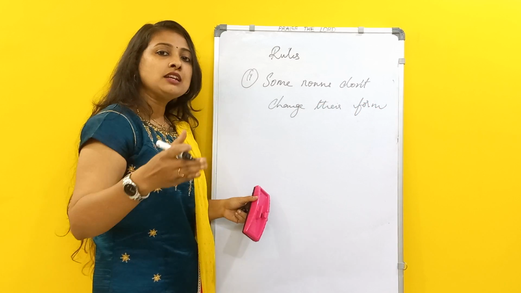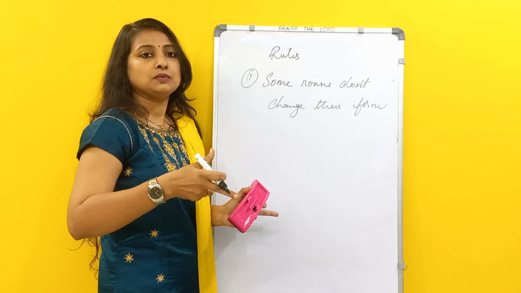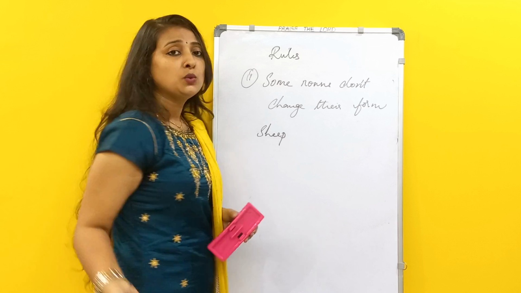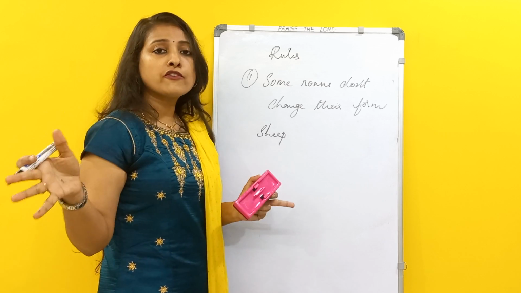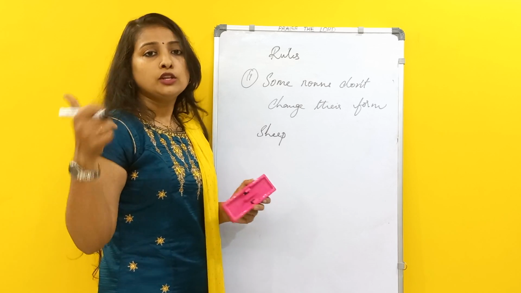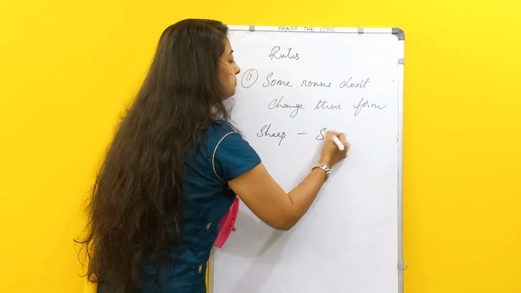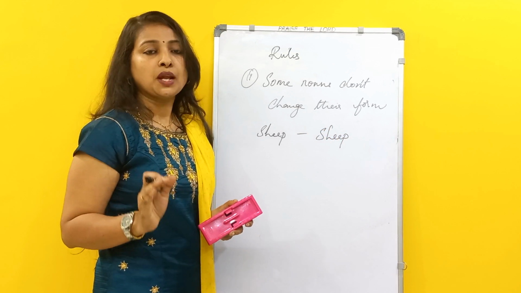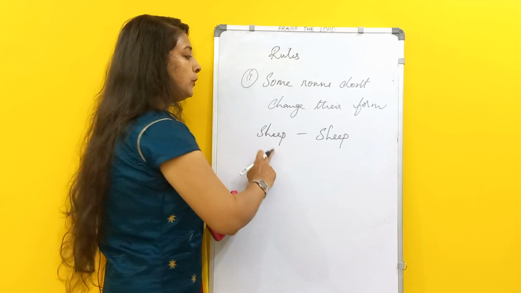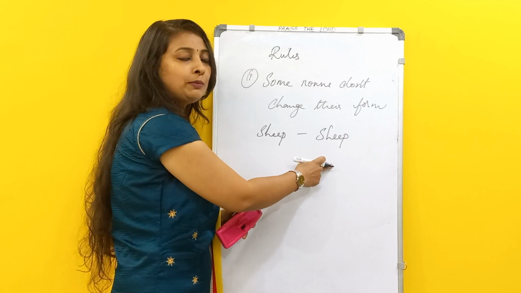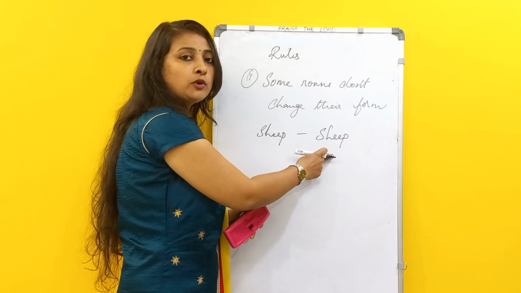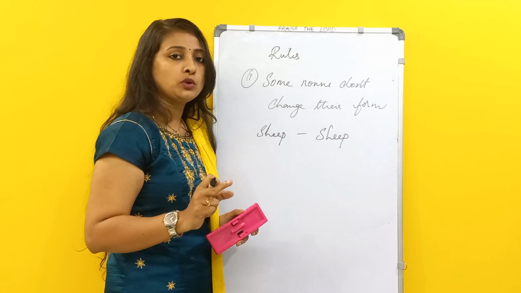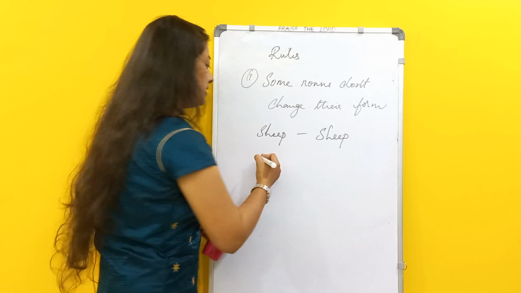That means singular and plural will be the same, like in sheep. Whether it is one sheep or a flock, you will be calling it sheep only. Both singular and plural use sheep only. You won't be saying sheeps. It is not sheeps, it's sheep only, whether it is singular or plural.